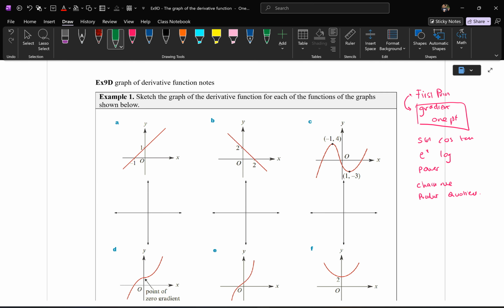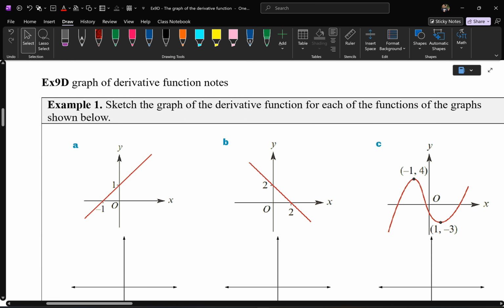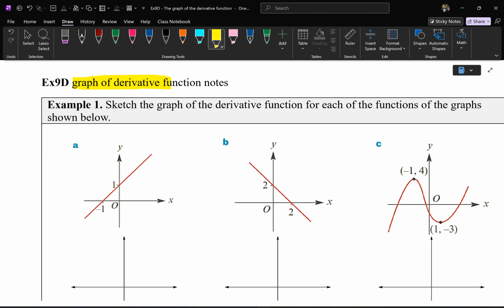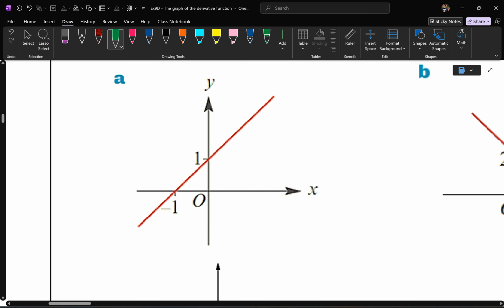and we're now using the concept of gradients of tangent lines and analyzing how that changes along the function. Here's an example. In exercise 9D, your goal is to look at the graphs of derivative functions. Here's your normal graph. This is your y equals f of x function.